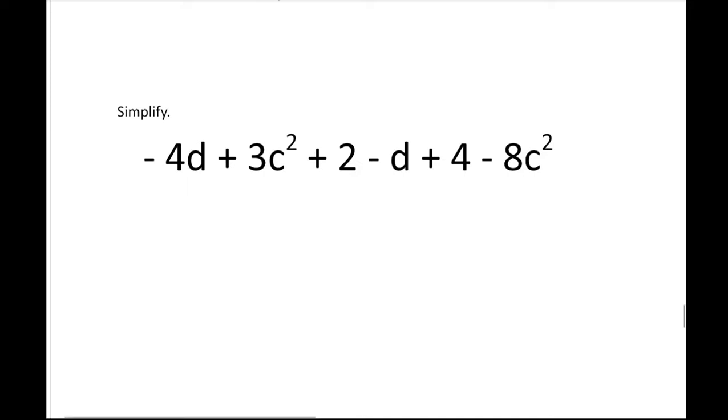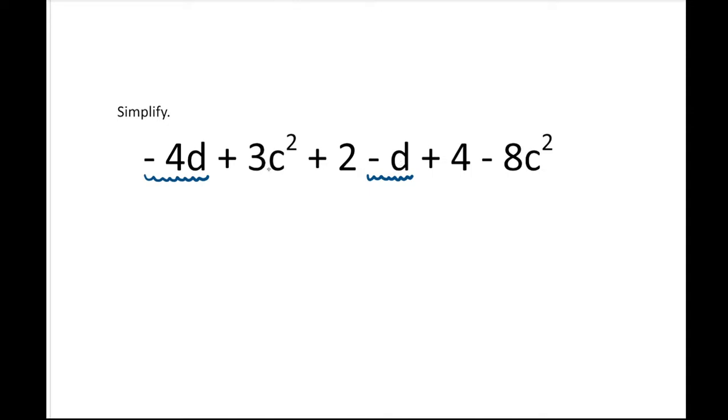So for example, minus 4d, that's going to be the first term I look for. And now I'm going to look through all the other terms. So 3c squared, nope, c squared is different from d. Plus 2, there's no variable, nope, that's different. Minus d, yes, there is a d there. Doesn't matter that it's minus, right? You could assume that it's still minus 1 in front. The fact is there is only a d, right? So the d's are the same.